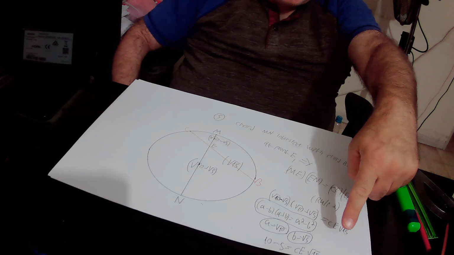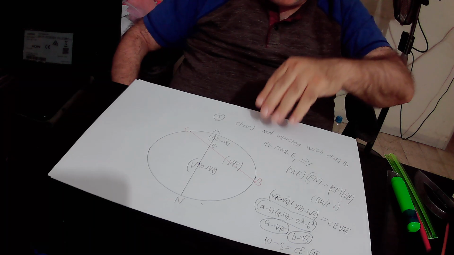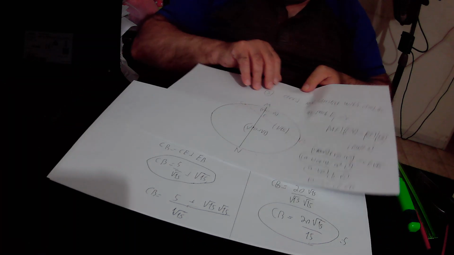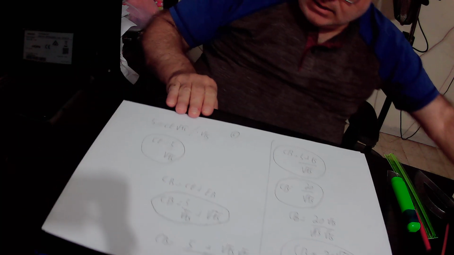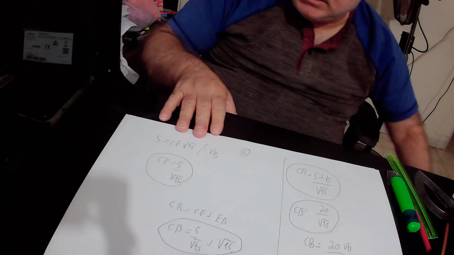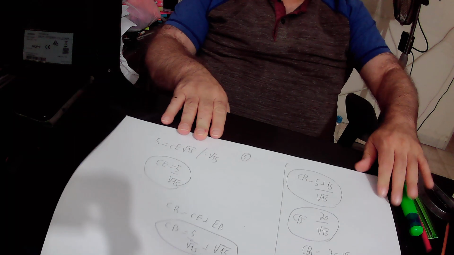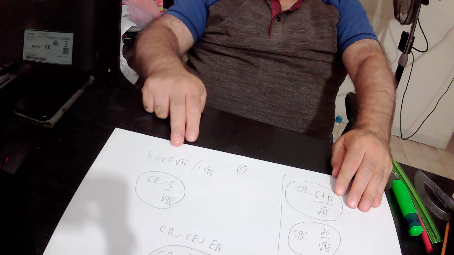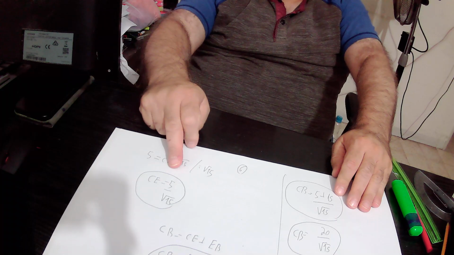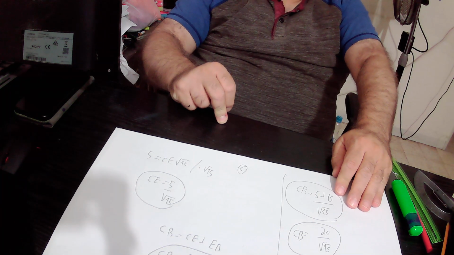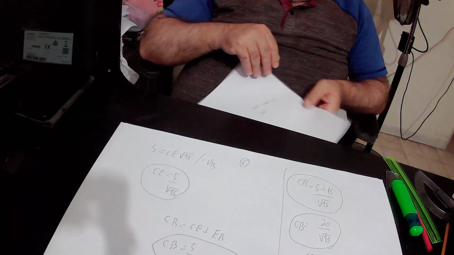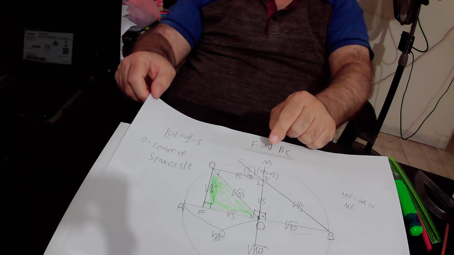That is equal to CE times square root of 15. 10 minus 5 is 5. So in conclusion, 5 equals CE times square root of 15. Here we divided this equation by square root of 15. We found out that CE equals 5 over square root of 15.